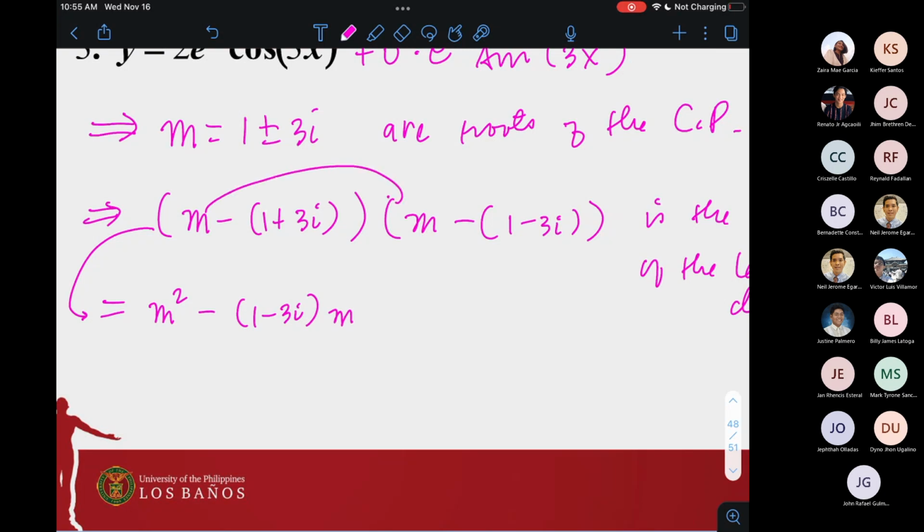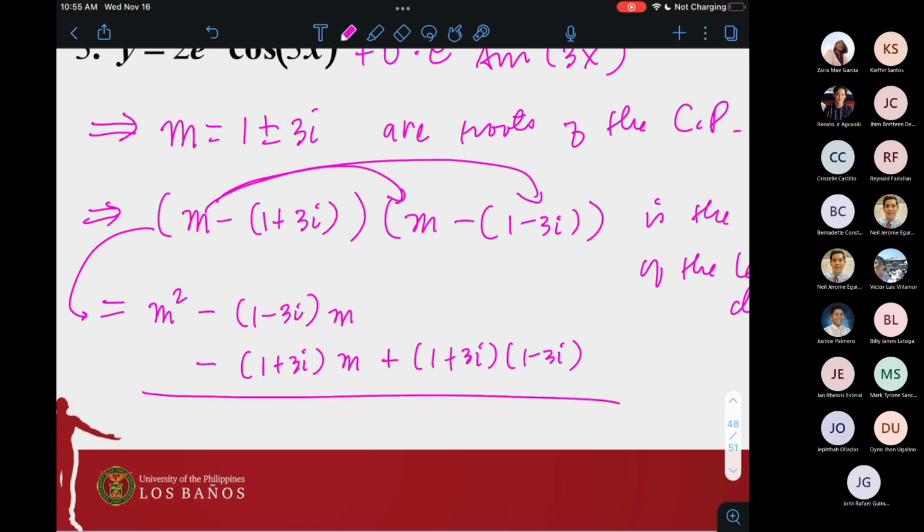And so ito, saka doon. Then I'll have minus 1 plus 3i times m. Tapos plus 1 plus 3i times 1 minus 3i. All right. FOIL method, simple FOIL method. Then I'll get their sum.